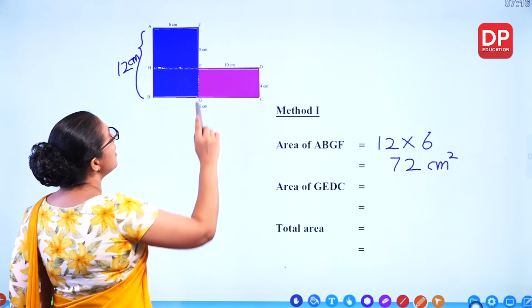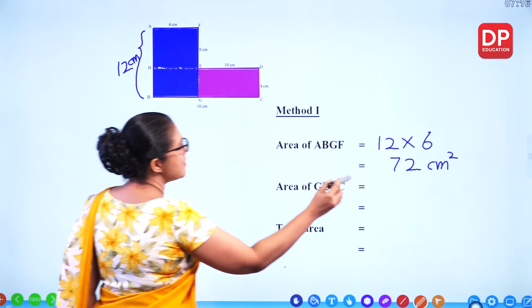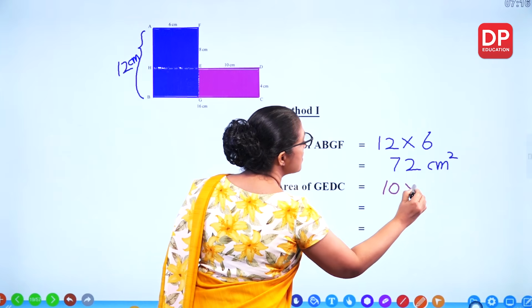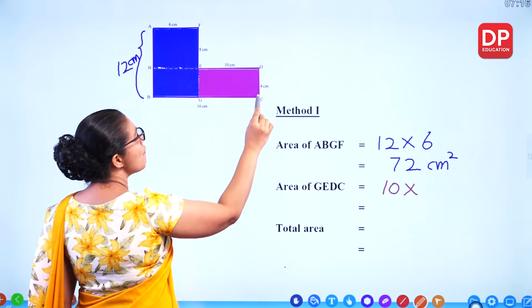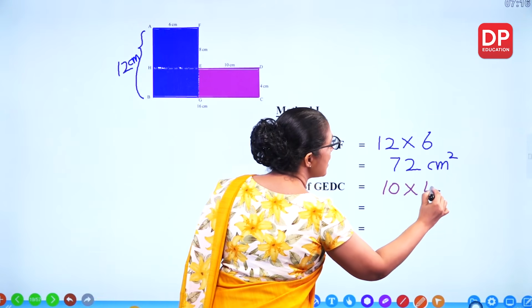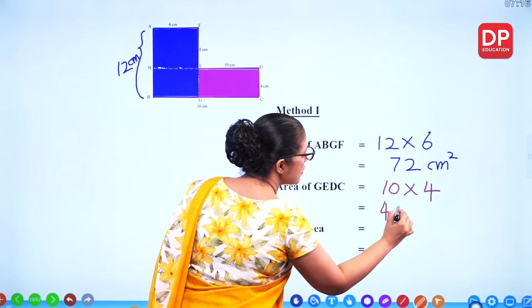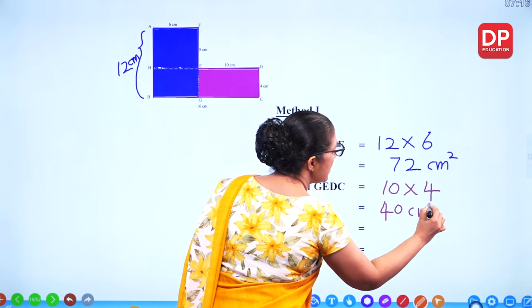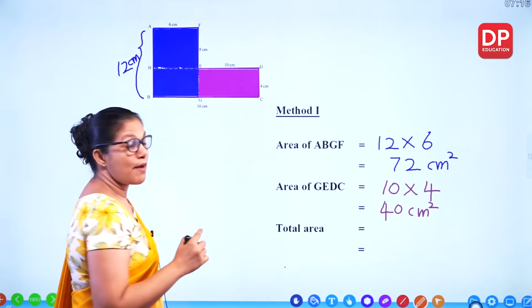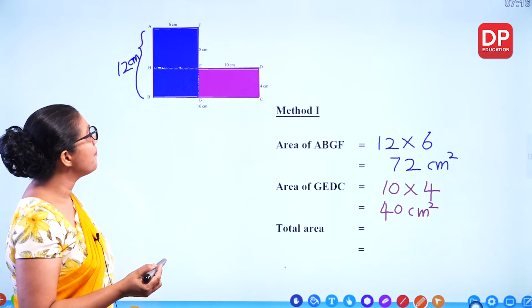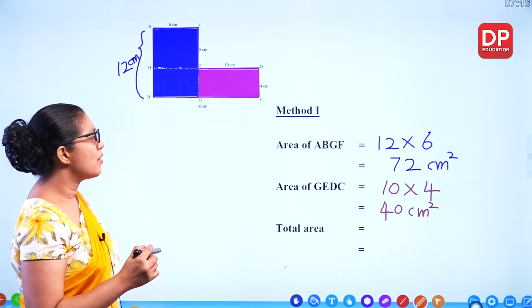What's the length there? 10. 10 is the length. What's the width or breadth? 4. So 10 times 4, 40 square centimeters. Now, how can we find out the total area? You can add it together.